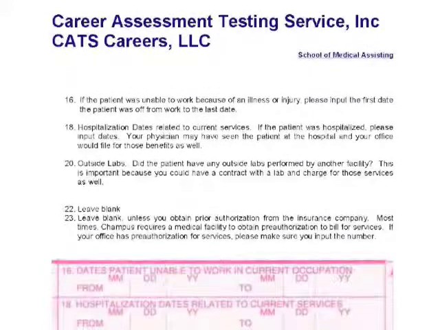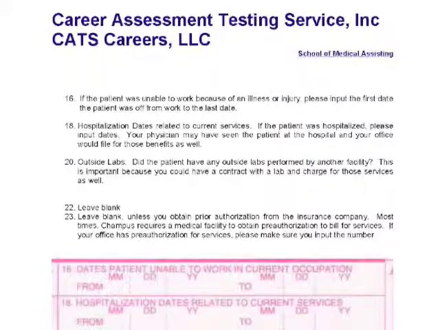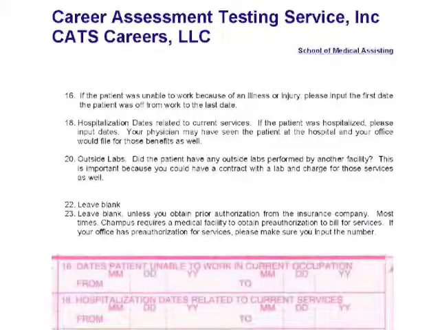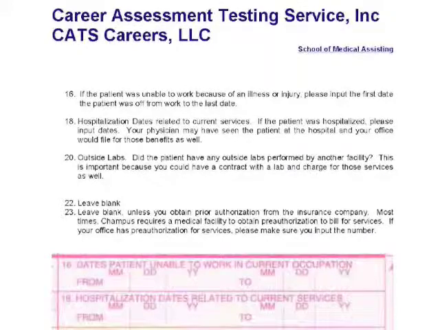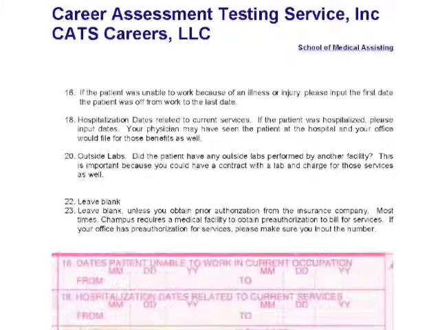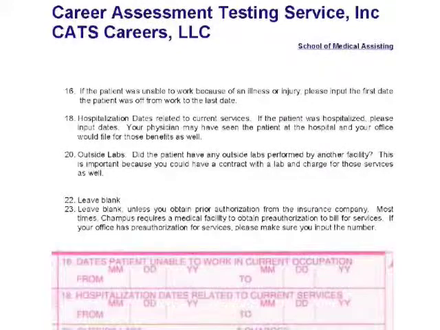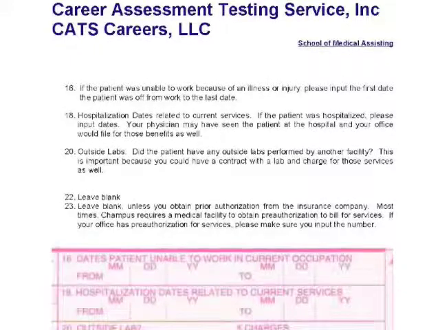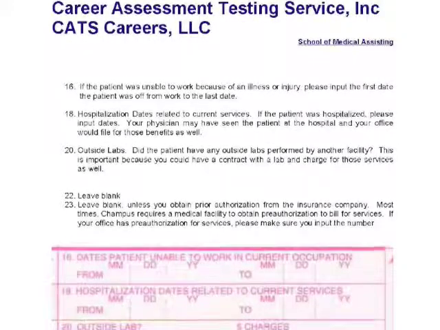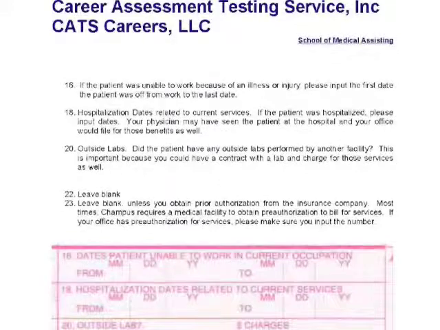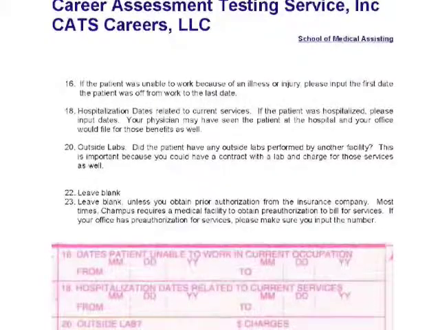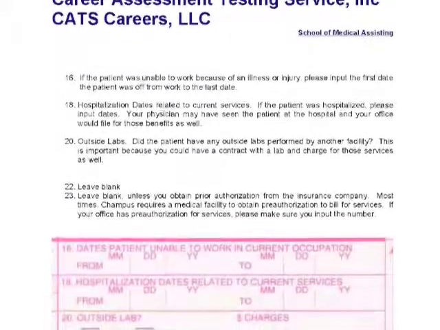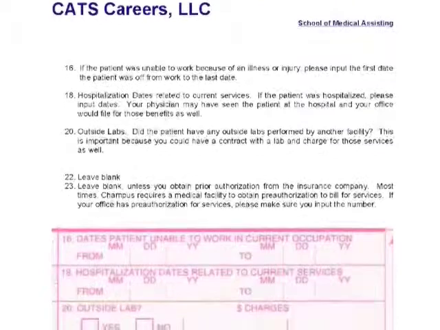18, hospitalization dates. Was the patient hospitalized related to the current services? For instance, say the patient is pregnant and was having complications. If the patient is coming in for an OB visit, yes, the hospitalization dates will be related to the current services. So just make sure that you put in there the date the patient was hospitalized or the date the patient was discharged. Your office physician, if there is an OB patient, more than likely will actually see the patient in the hospital, and your office will be billing for those services provided by your physician at the hospital. So once again, those dates are important, and we'll cover that later on.